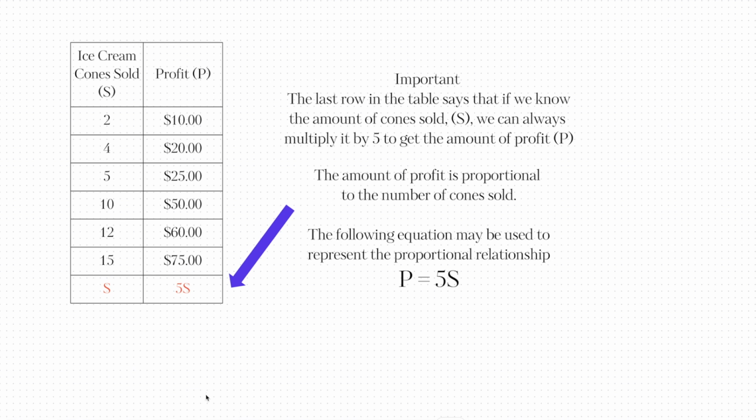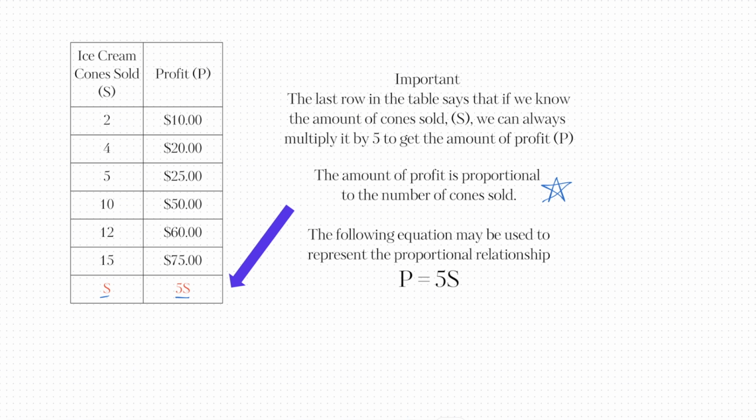Take a look at this last row where the arrow is pointing. Notice instead of a number, it says S for the number of cones sold, and then the profit is 5S. So the last row in the table says that if we know the amount of cones sold, S, we can always multiply it by 5 to get the amount of profit, P. The amount of profit is proportional to the number of cones sold. That's the big thing. I put a little star right here. It's the same ratio again and again and again.